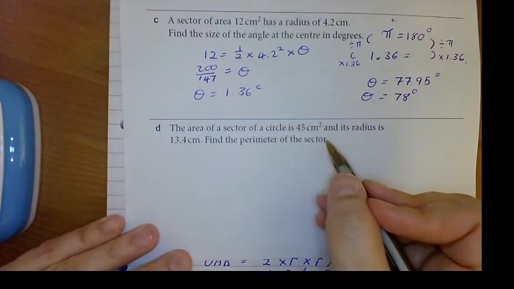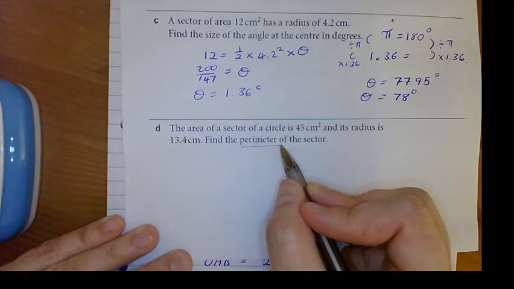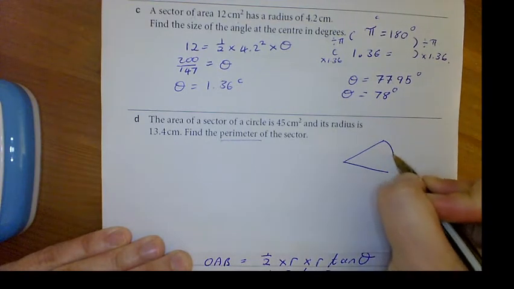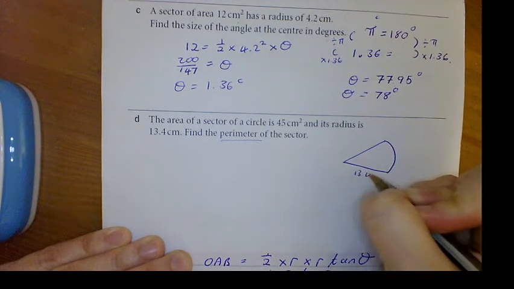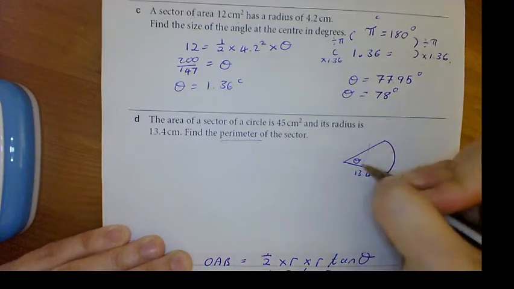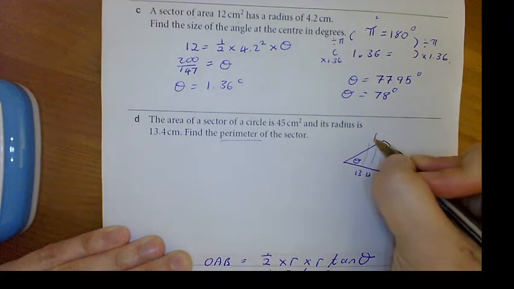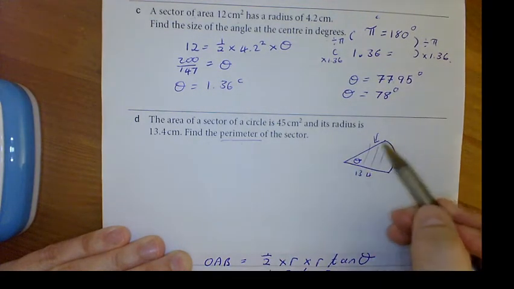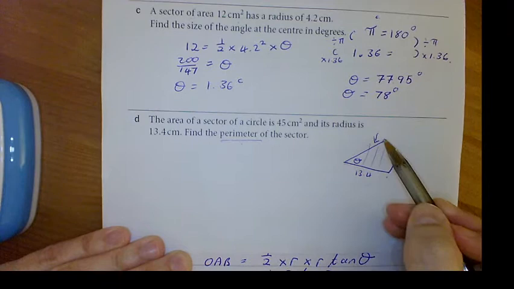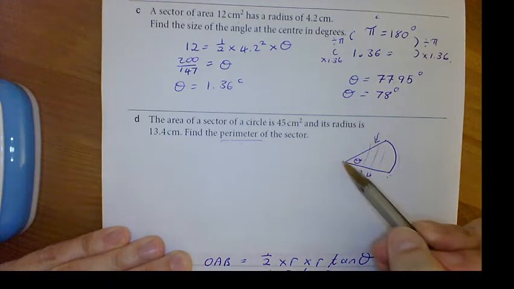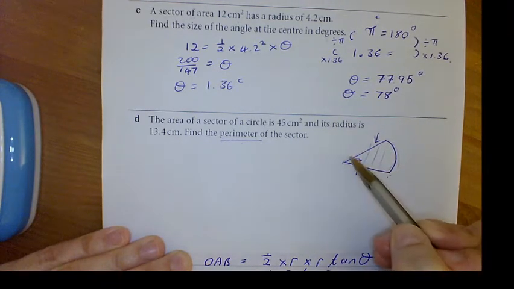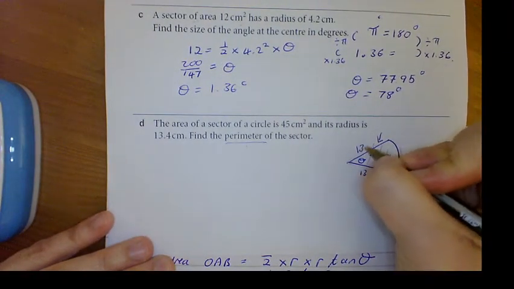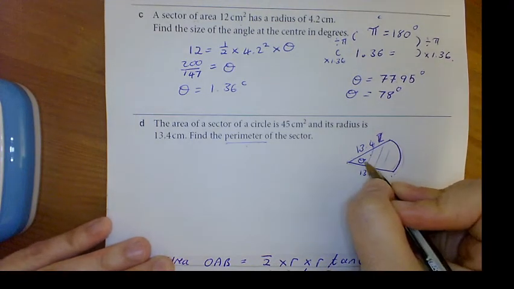D. We now need to find the perimeter of the sector. So let's quickly draw ourselves a diagram here. We know the radius, we don't know theta, but we do know the area. So what I'm going to do is first find the radius. Then, to find the perimeter, I'm going to need the radius and the arc length. Because remember, perimeter is right the way around the side. So let's start by finding out what. Oh, I don't mean my radius. I've got my radius. I'm going to start by finding theta.